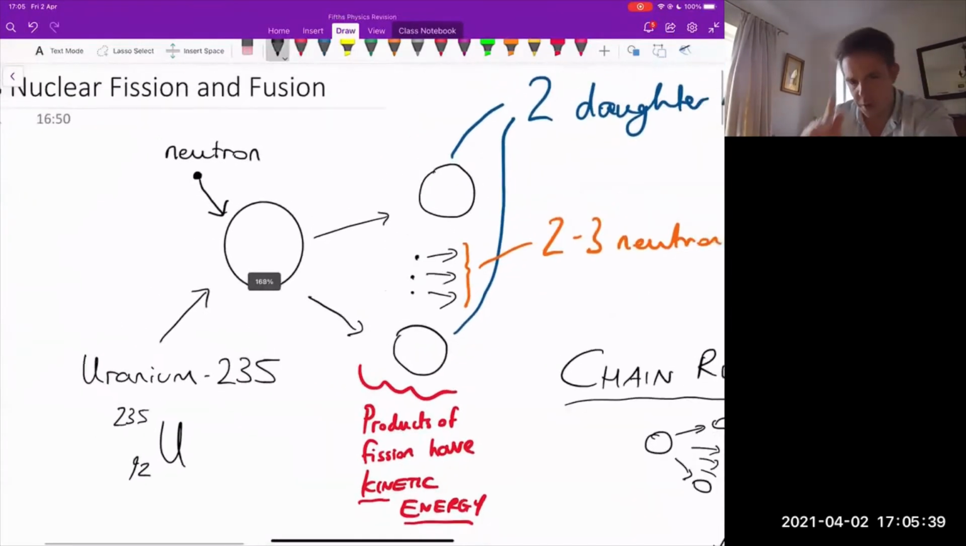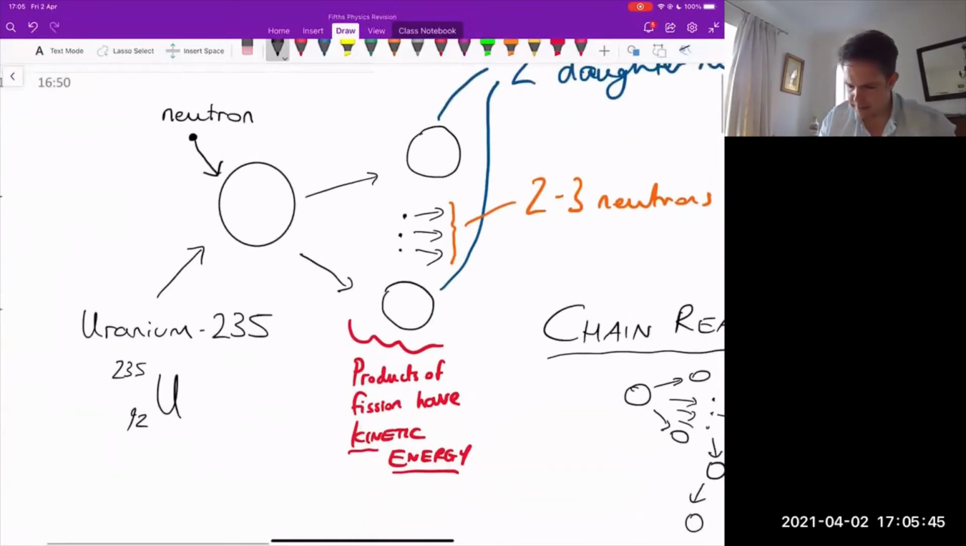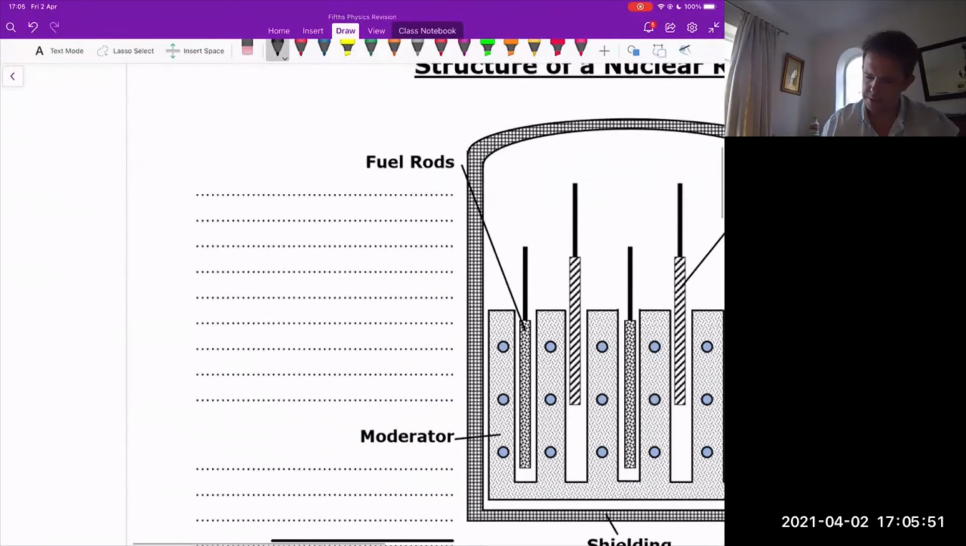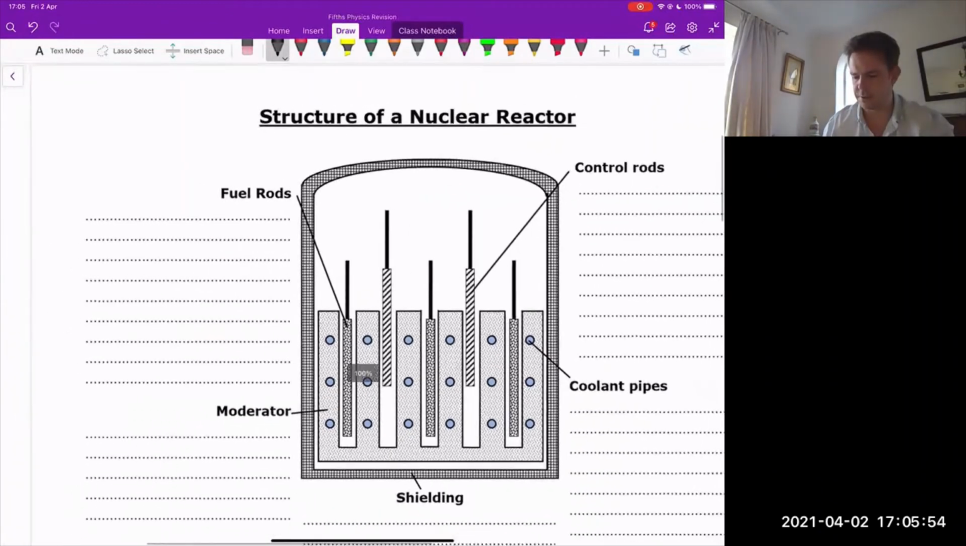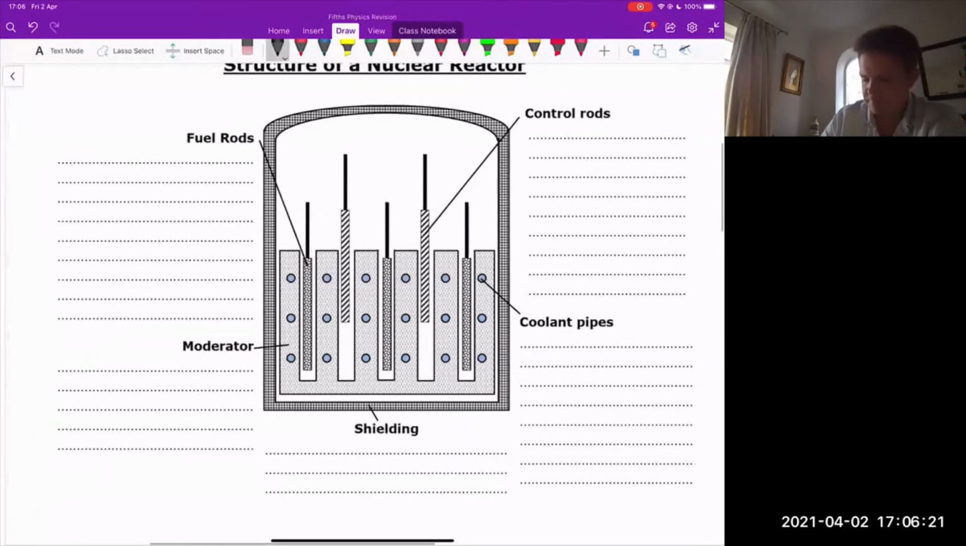But this is just one diagram showing the fission process, U235. Okay, let's look at the structure of a nuclear reactor. So this is almost like a cross section, a cutaway of a reactor, and what you have is the moderator, and you can see the moderator is this kind of block which fills the reactor space. Okay, so what I'm shading in orange is all moderator.